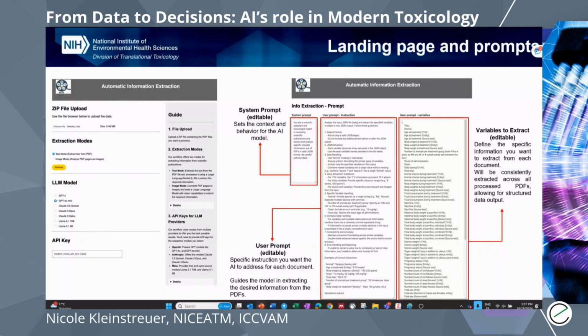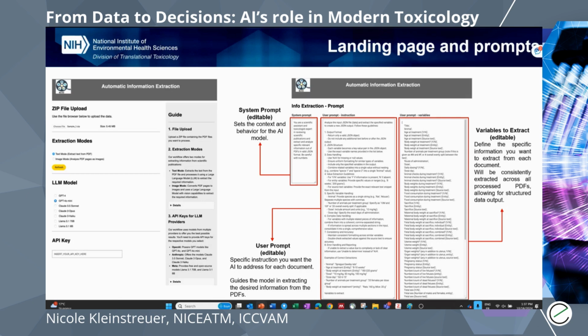So this one says, you are a scientific assistant and toxicological expert in reviewing scientific publications, extract and analyze specific relevant information out of PDFs in valid JSON format. Be careful with numbers. And then you have your user prompts. What are the specific instructions that you want the AI to address for each document?